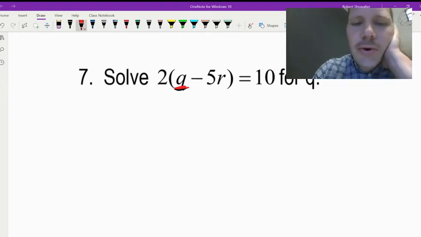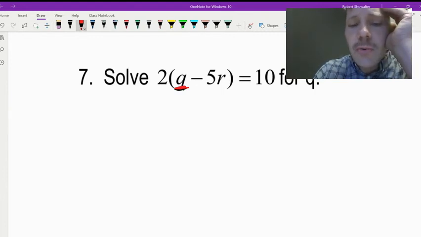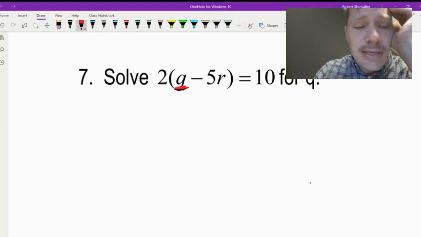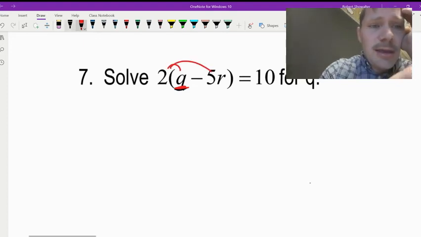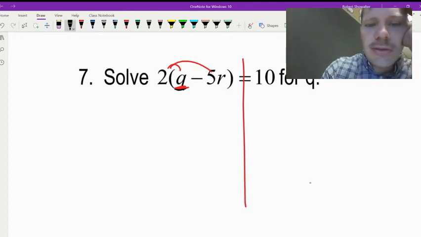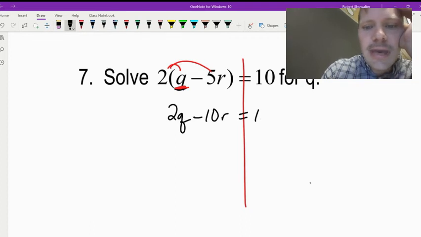Now we have two things going on. We have a grouping symbol, this times 2. And we have this minus 5 right now. So we need to get rid of that grouping before we can dig out the Q. So I think a lot of y'all would probably see multiply by 2 first. So let's do that. So you get 2Q minus 10R equals 10.